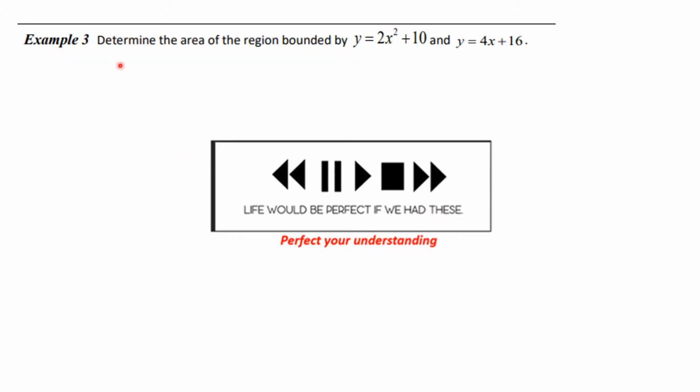When last I left you, you were working on this problem. I hope you finished it, but just in case not, I'll give you another chance. You know what to do. Let's see how you did.